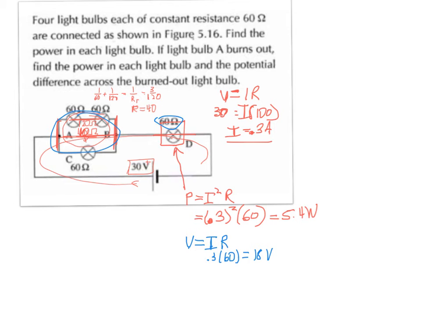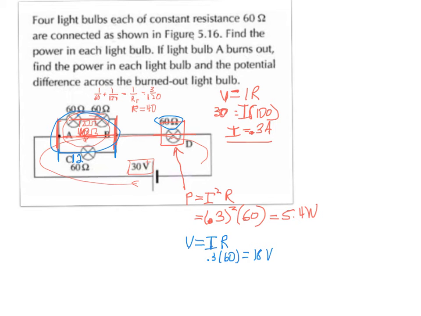You can then guess that most of your power is going to be there. That's probably going to be our brightest bulb at 5.4 watts. Okay, so we know that 18 volts is lost there, so that means that 12 volts is lost in this whole system here. 12 is my potential difference. Now, if that's the case, then this bulb right here on the bottom is going to have a potential of 12.